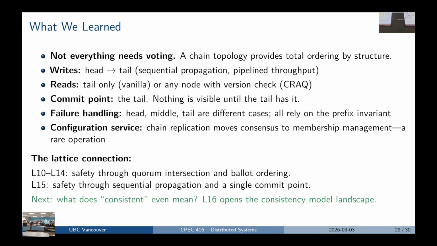So, big recap over the last 5 or 6 lectures, which is you don't need voting for everything. That whole thing of writing from the head to the tail is actually pretty powerful. It's a pretty interesting idea. Reading from the end of our chain or reading from the middle of our chain if we're using versioning. The commit point, even in CRAQ, the commit point was always the tail. So we didn't change the base model. What we did was we changed some optimizations of how we could use this. Failure handling, the head, the middle, and the tail are different cases. They all rely on knowing what's been committed, the prefix invariant.